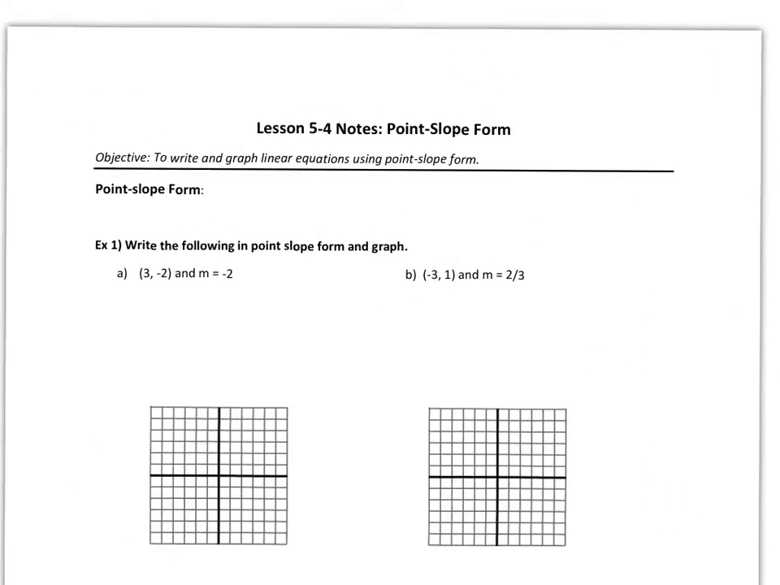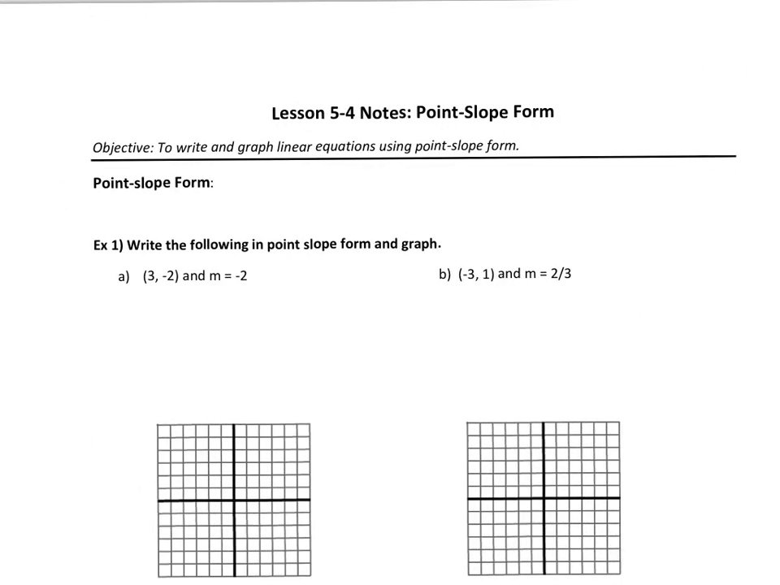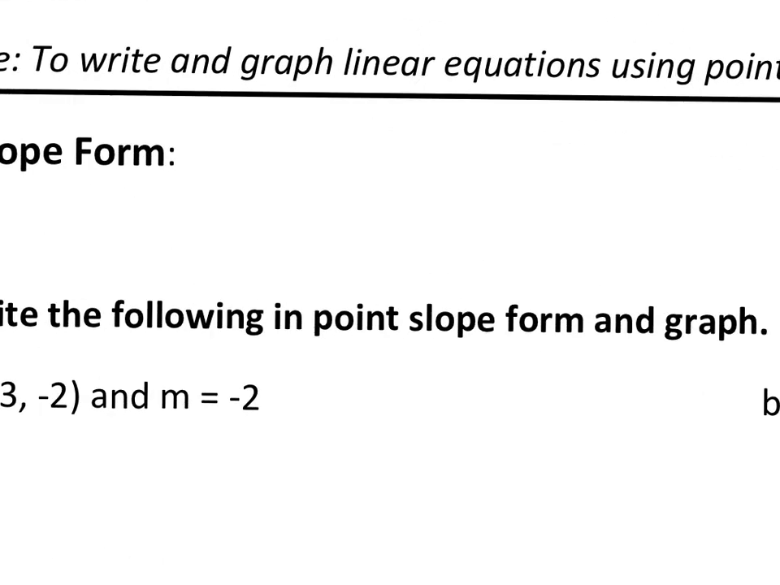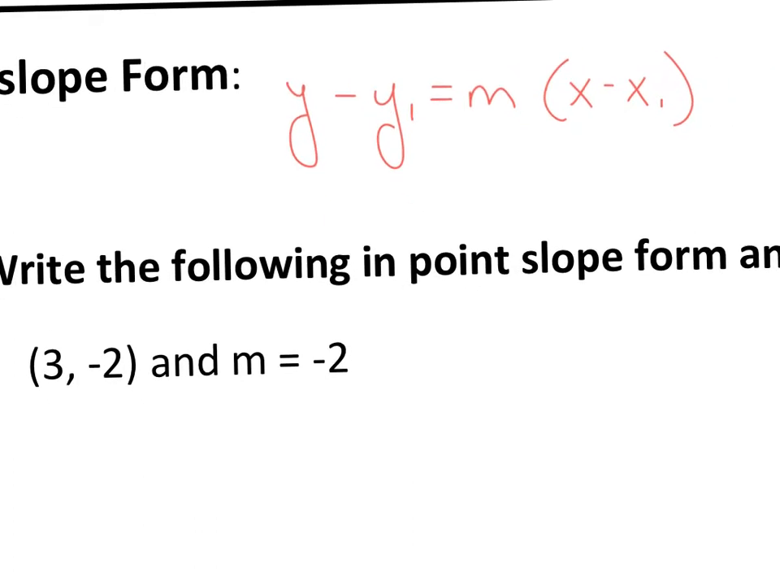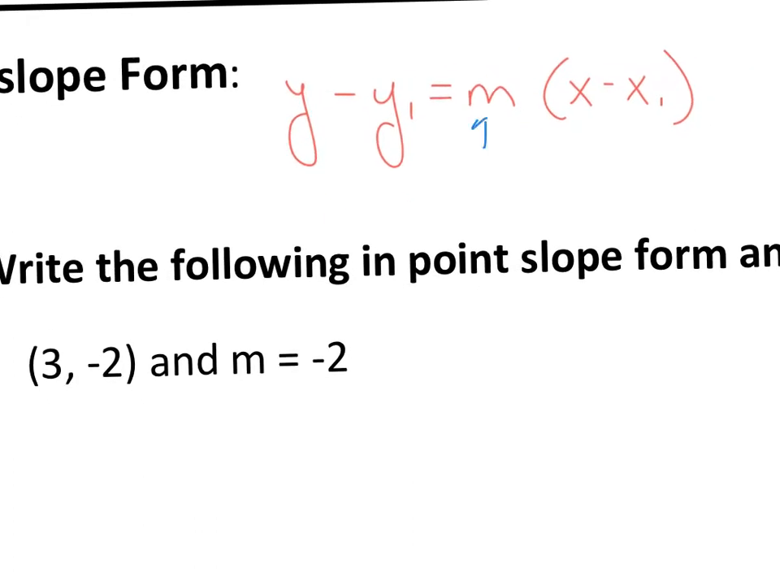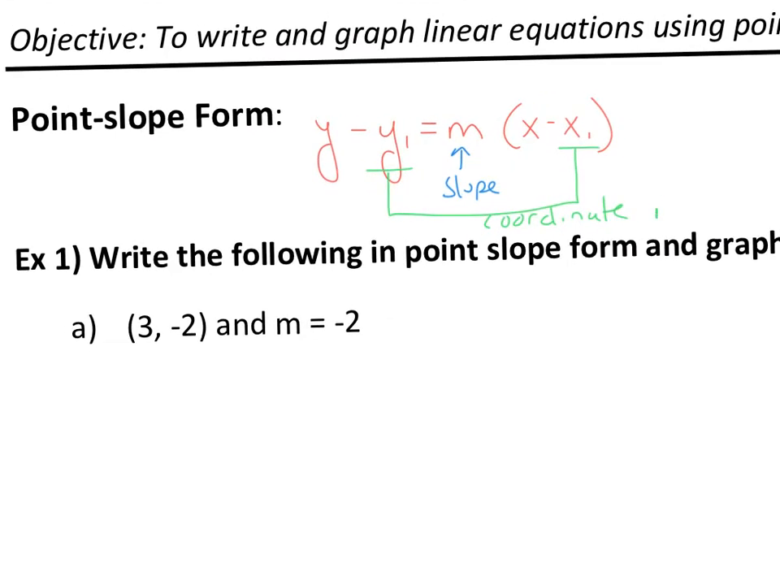All right, we're going to be working in lesson 5-4 today, which is point slope form. Point slope form is y minus y1 equals m times x minus x1. Your m is still your slope, so that hasn't changed. And when we're talking about coordinate points here, the y1 and the x1 is going to be your coordinate point. This is where you're going to be plugging numbers in.